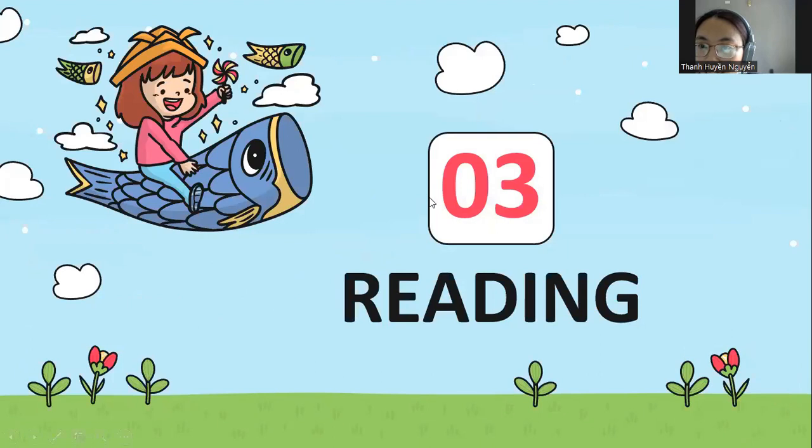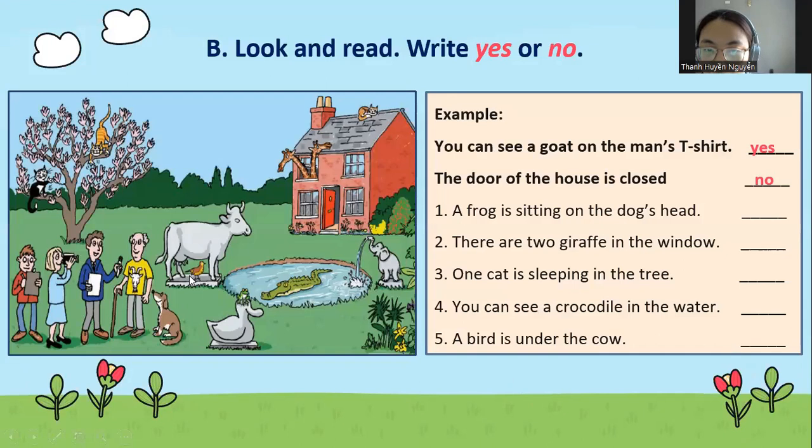In this part, you will see some pictures and introduce and name some types of animals that you can see in here. Like, what can we see in here? A dog. And what is this? Crocodile. So many animals that we can see in here.